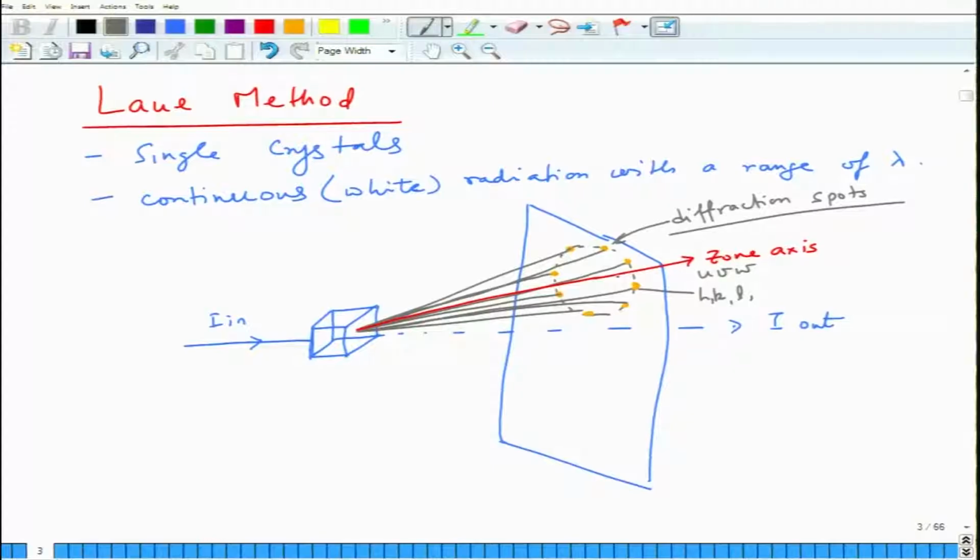you will have this condition as H1 U1 plus K1 V1 plus L1 W1 is equal to 0. So you will form a series of equations which you solve and determine what is the zone axis and what are these spots. You will need to do a bit of crystallography here. Unfortunately, we cannot get into the details of that, but nevertheless.